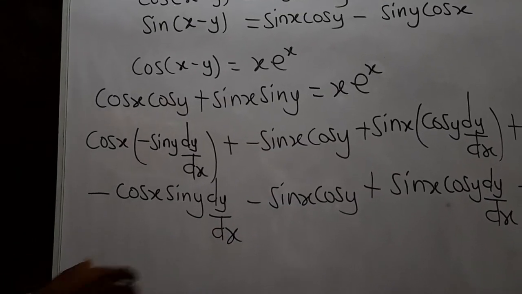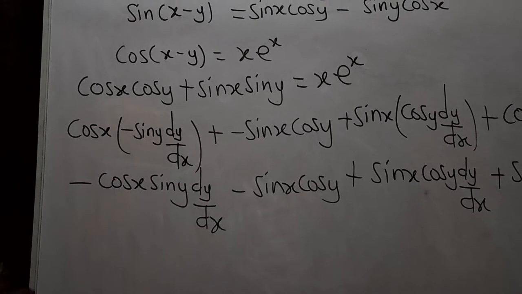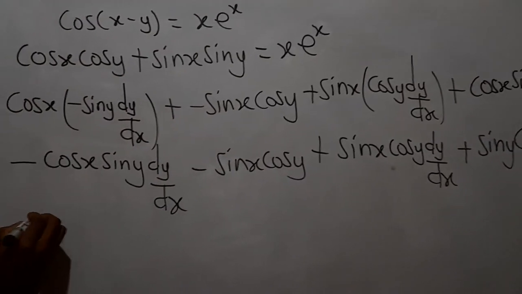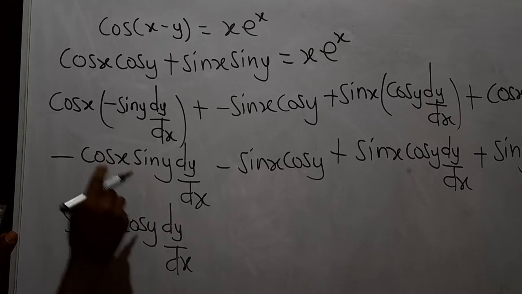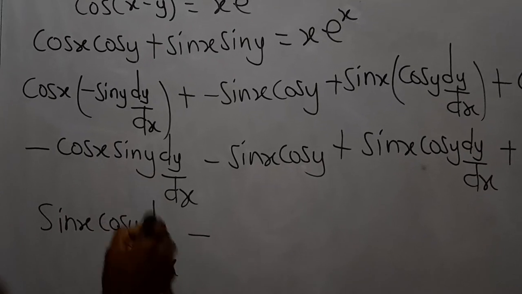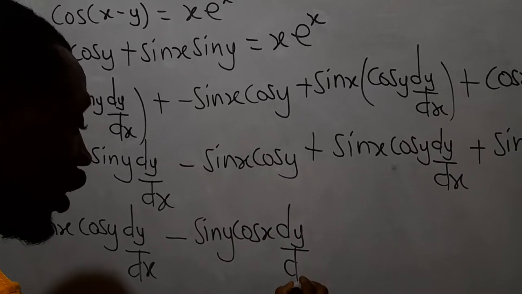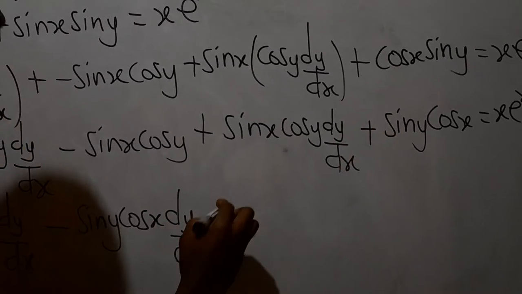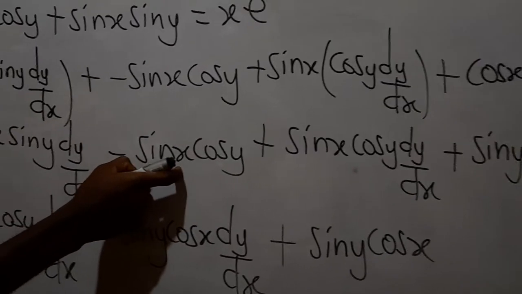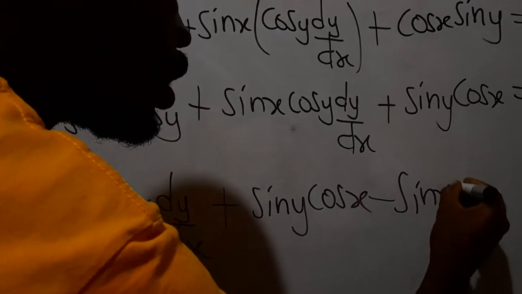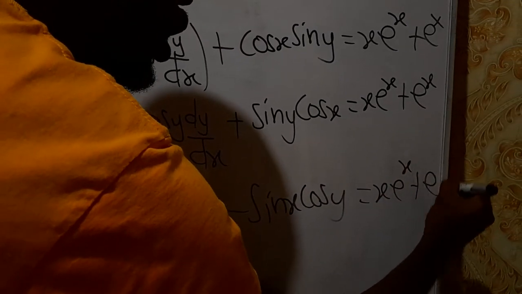How do we group the items? The ones with dy/dx together and those without dy/dx also together. So I have this here. I'll bring it first. I have sin x cos y dy/dx minus, I want to bring sin y first, so I get sin y cos x dy/dx. Then because this is positive, I can bring that one first. Plus sin y cos x minus sin x cos y will be equal to x e^x plus e^x.